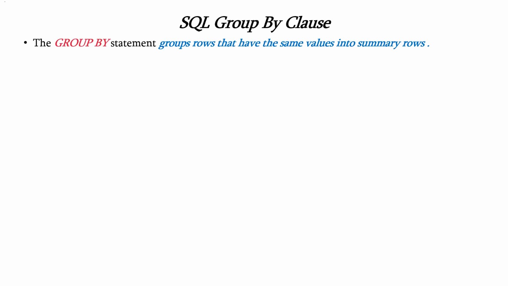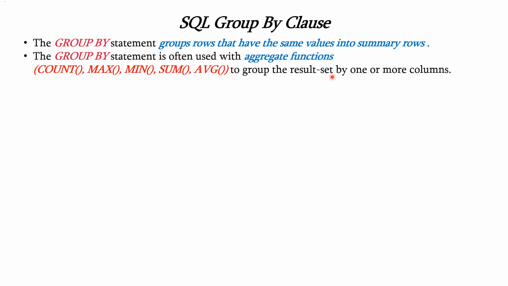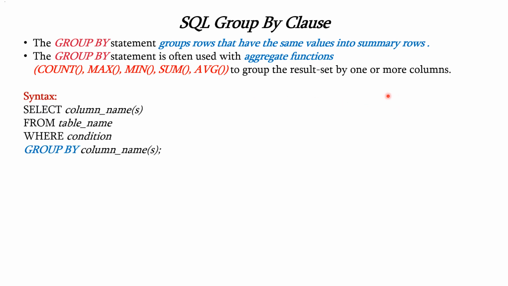So we have seen about set operations. Next we'll see about the group by clause. The group by statement will group the rows that have the same values into summary rows. The group by statement is often used with aggregate functions, that is count, max, min, sum and average, which we have seen in our previous lecture, and groups the result set by one or more columns. So the syntax is select column names from table name where condition group by column names.